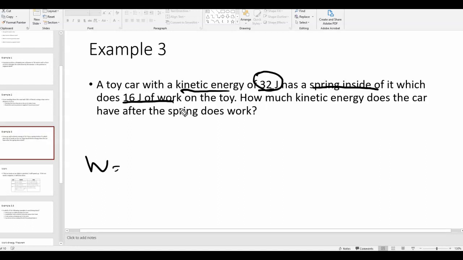So if you start with 32 joules and you do 16 joules of positive work, that's 16 joules of energy added to the car. How much energy does the car have now? Well, that would just be 32 plus 16, which is 48 joules. Okay, and so that's the answer to the question.